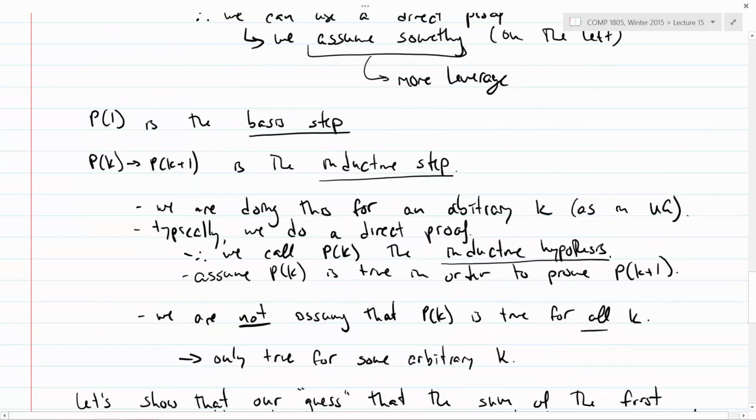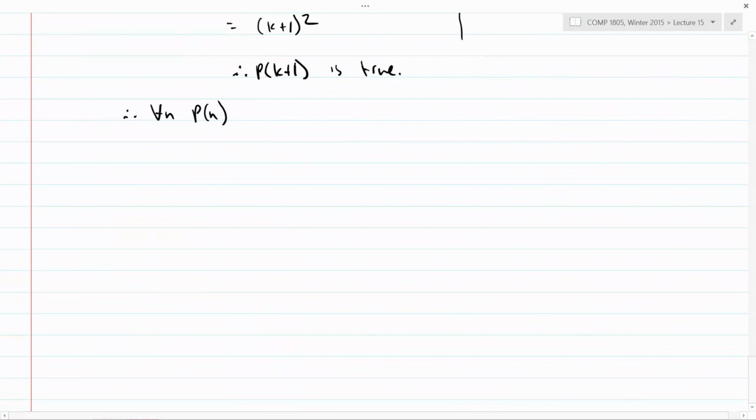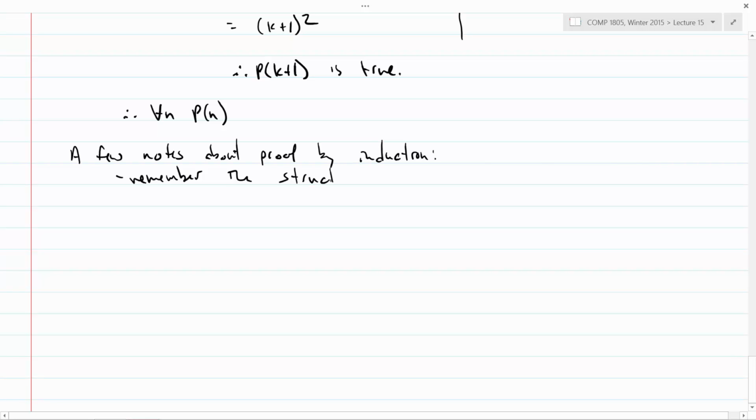All right, so now that we've seen an inductive proof, I want to make a few notes about proof by induction. So you absolutely have to remember the structure. That is critically important. If you're not able to do the proof, you will lose marks, because that's the question. But if you at least remember the structure, you will still get quite a few marks. So that's important to be able to do.